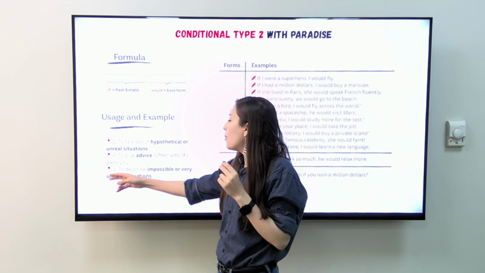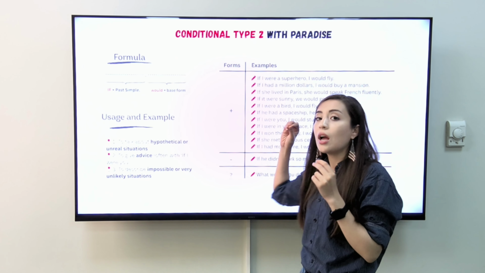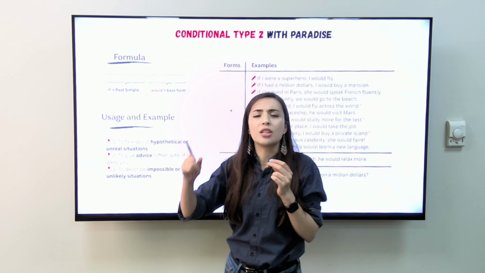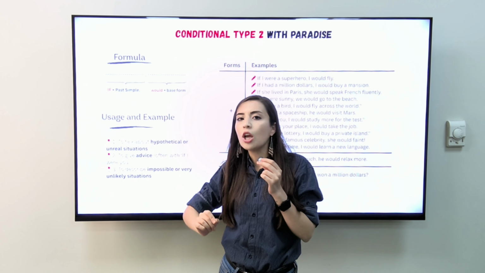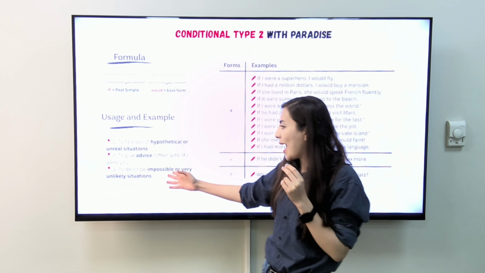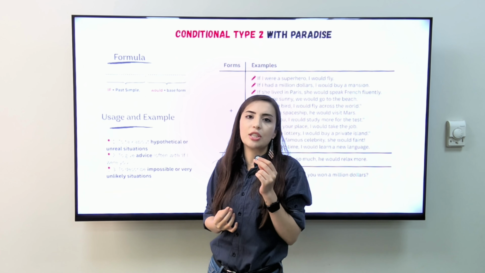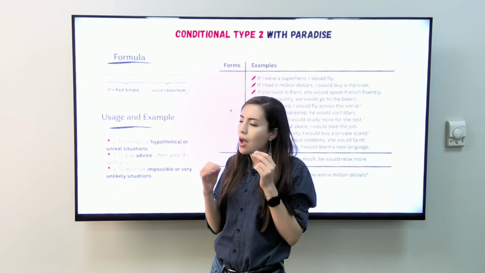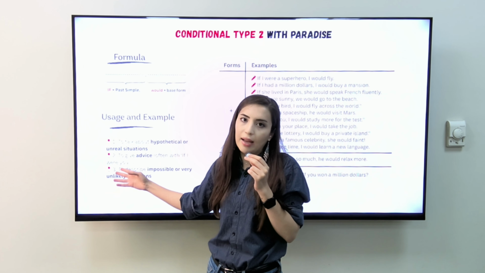Again, number three is to describe impossible or very unlikely situations. Remember, for conditional type 1, we said likely or possible situations. But in here, we have impossible or very unlikely situations. It means it's very unlikely to happen.